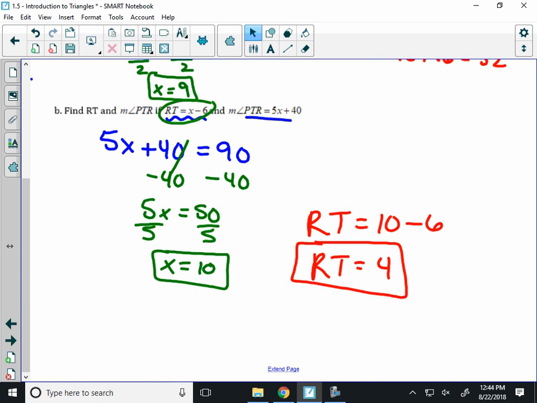Those are tricky ones. A lot of stuff going on. If you're asked these type of questions in the future, it'll be more fun. Okay. All you need to remember is median: cut sides in half, set things equal. Altitude creates 90 degrees. Okay. If you remember those things, then we're going to do good.